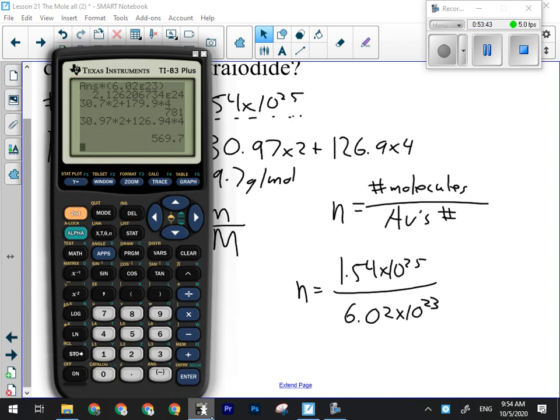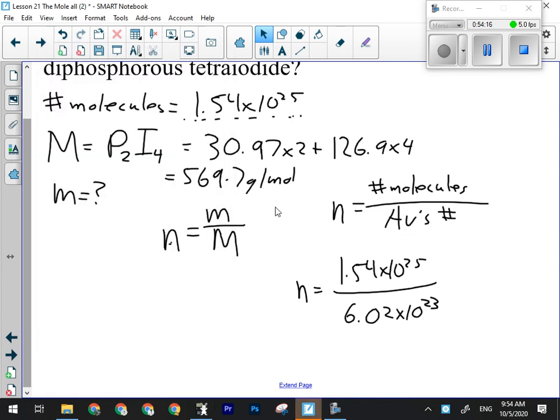Both of those numbers have to be typed in the same way, in brackets. So 1.54 E25 divided by Avogadro's number, in brackets 6.02 E23. All right, 25.58 moles. Now, do I want to keep all those decimals? Yes, I'm not done yet. I'm going to have one more calculation to do, so I want to keep all of those. Okay, I'm not going to write them all, but I'm going to keep them in my calculator for now.